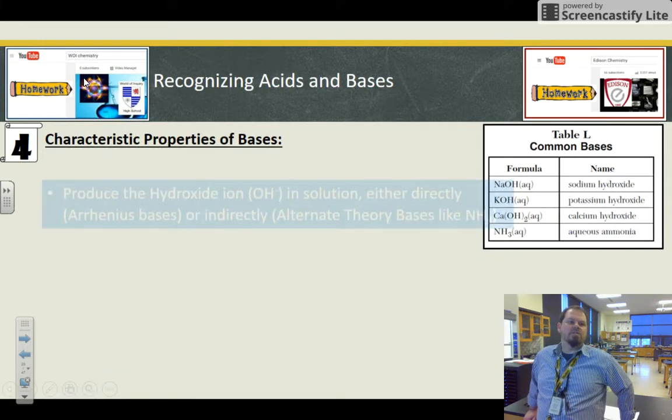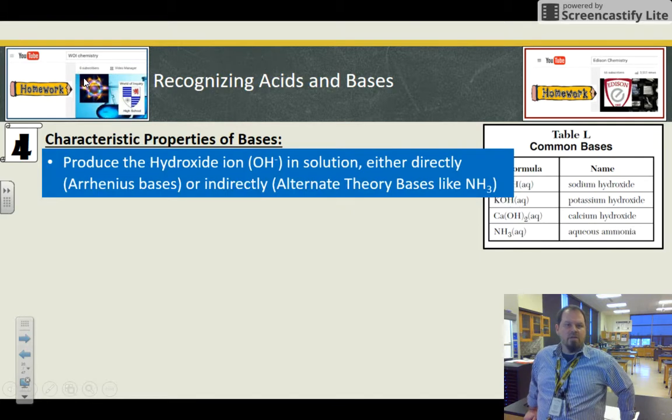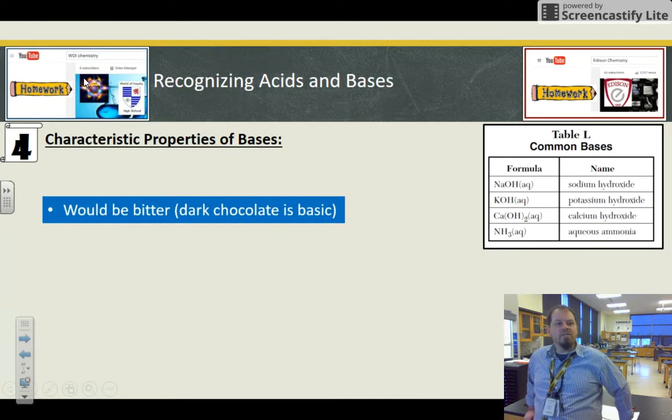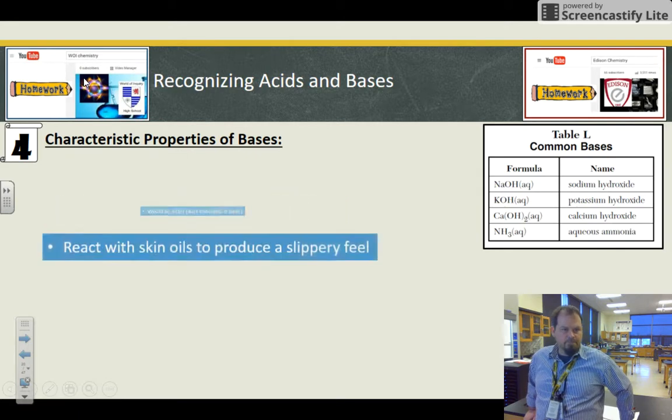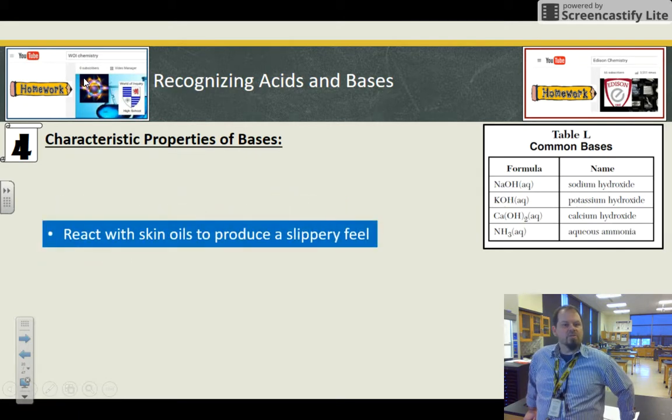Characteristic properties of bases. Well, first off, they form OH minuses in solution either directly or indirectly. How's that? Put both of them together, our theories. These are bitter, so dark chocolate is a little bit basic. It reacts with skin oils to produce this slippery feel. Bases are very slippery, and it almost doesn't feel like it goes away.